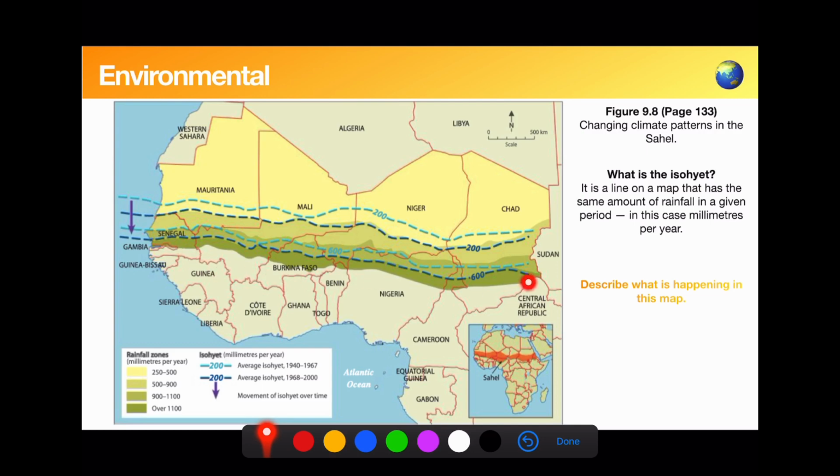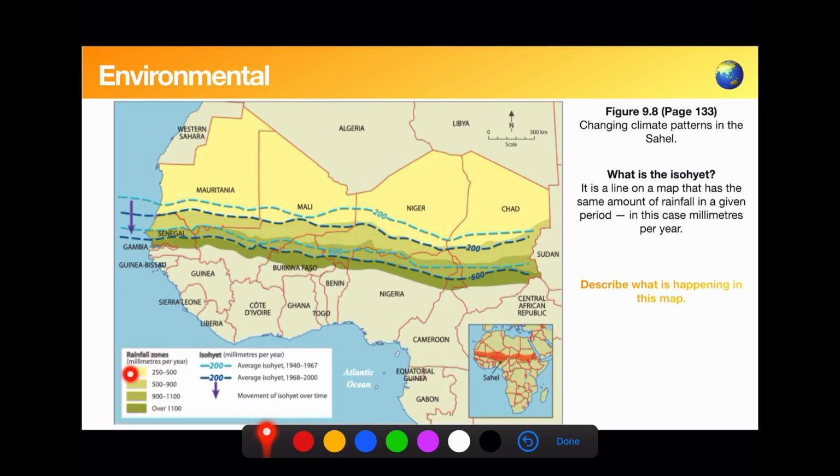It's this region here. The Sahara Desert, or the Sahel, is what we're talking about here. So just a brief explanation. I want you to describe what's happening in this map, so perhaps use your PQE to be able to mention this. Just notice your rainfall zones.